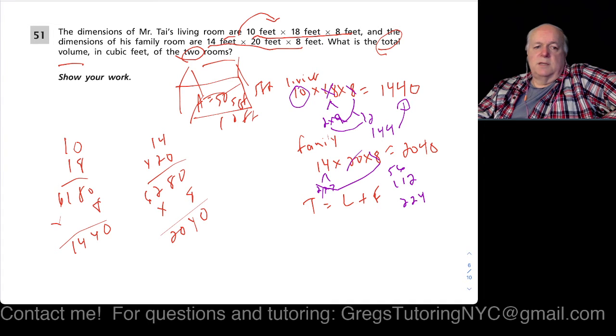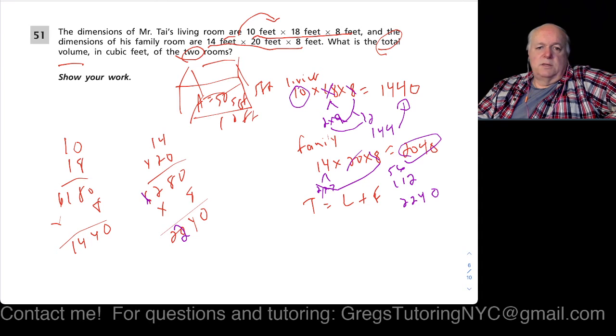So this calculation I did a second ago was wrong. So let me go back to that. 14 times 20: 8 times 0 is 0, 8 times 4 is 32, 8 times 2 is 16. Yep, that should have been 22 right there. Okay, so I have a way to double check this. So this should be 2240.